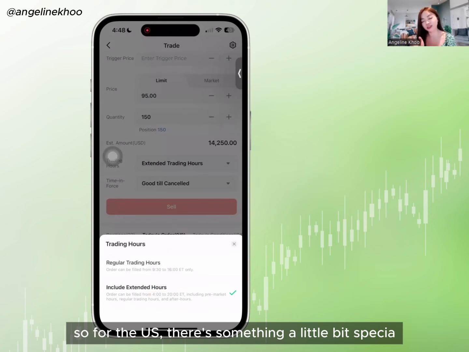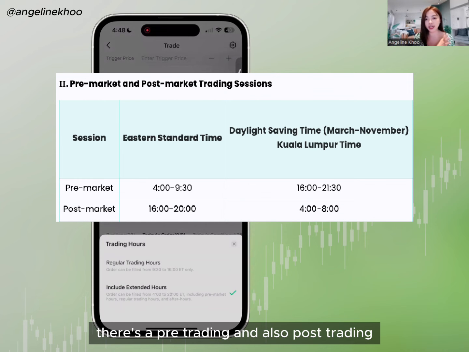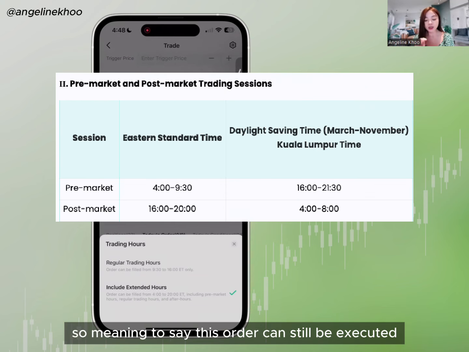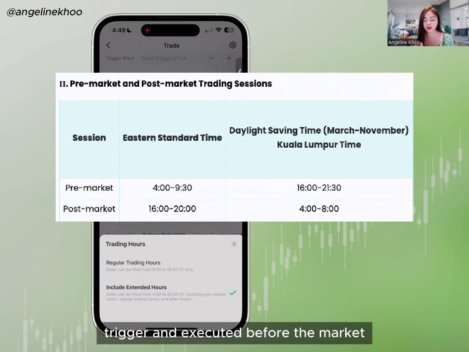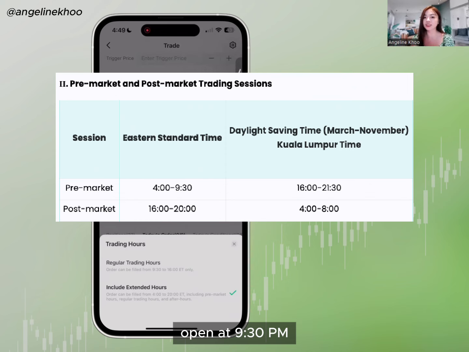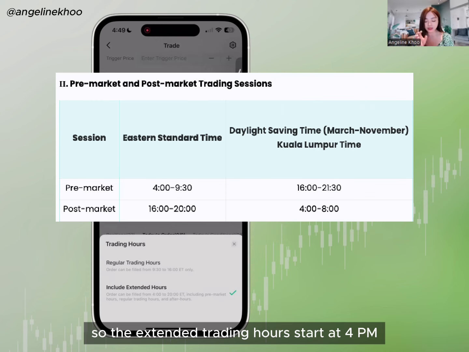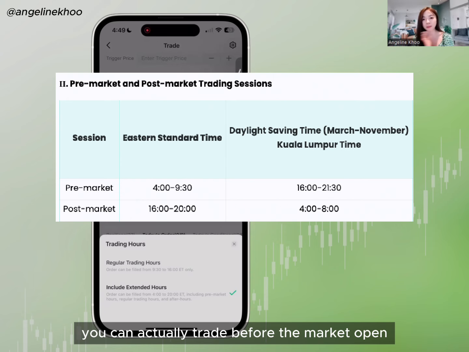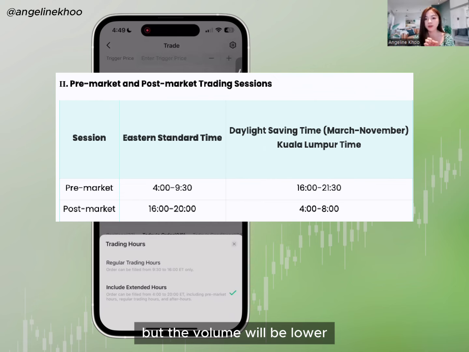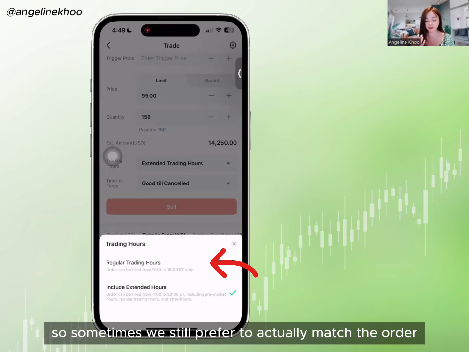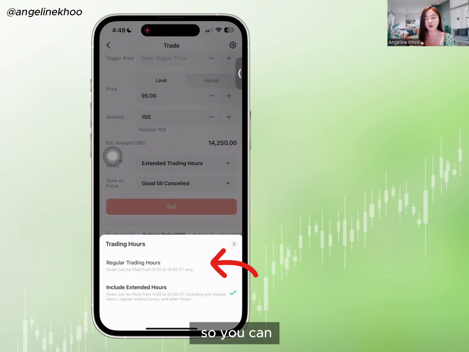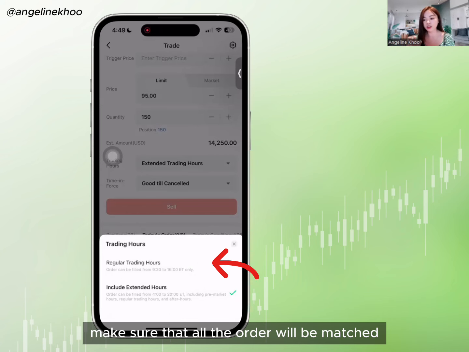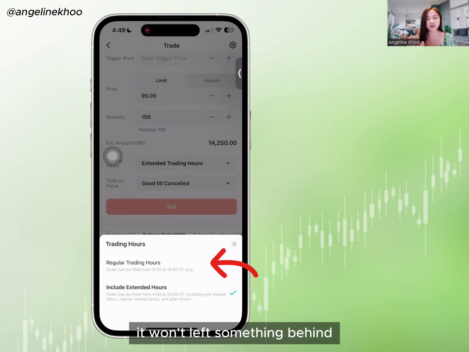For the US, there's something a little bit special. There's a pre-trading and also post-trading. This order can still be triggered and executed before the market opens at 9:30 p.m. The extended trading hours start at 4 p.m. until 8 p.m. So you can actually trade before the market opens, but the volume will be lower. So sometimes we still prefer to match the order during trading hours, so you can make sure that all the order will be matched. It won't leave something behind.